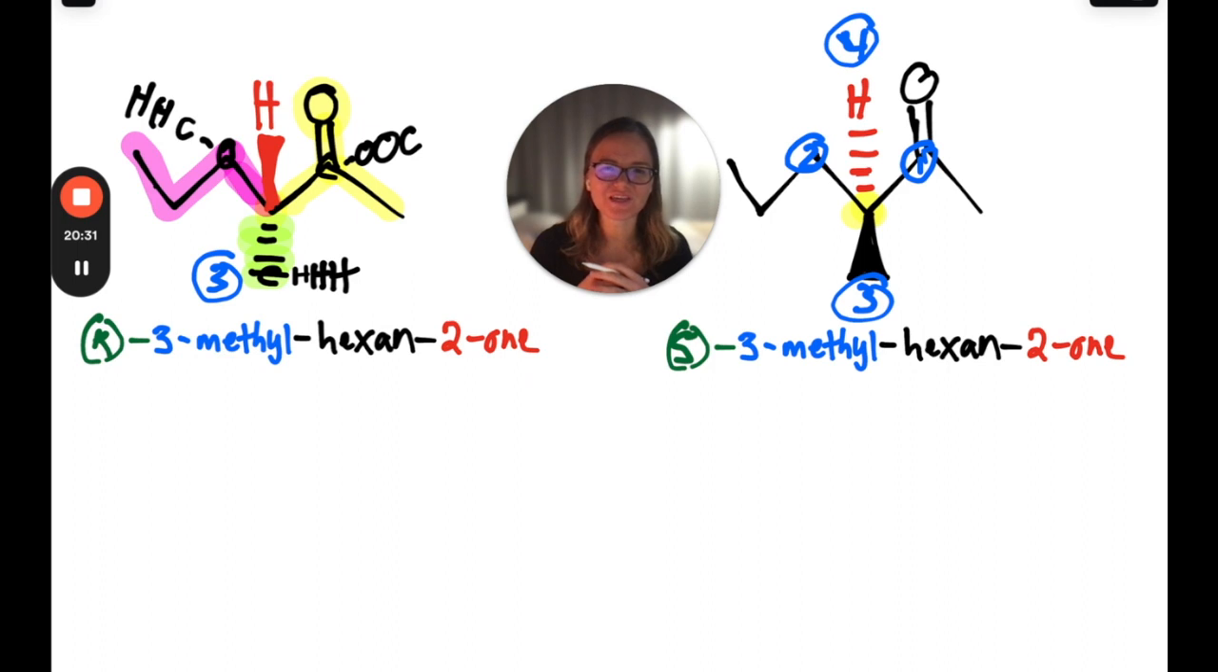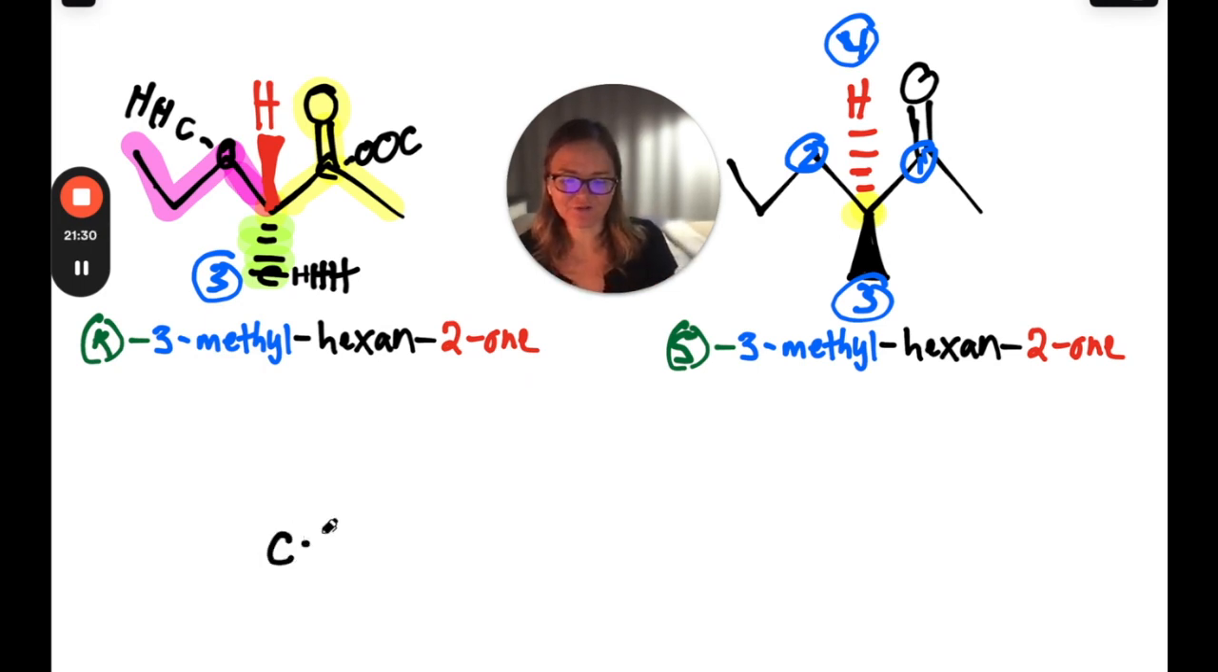Now, if you find it tricky to calculate the priority groups when you're within a larger molecule, you can always take that chiral carbon and redraw it, just what's attached to it separate from that molecule. So let me show you what that would look like. On this first R enantiomer, so here we have our chiral carbon in the middle here.